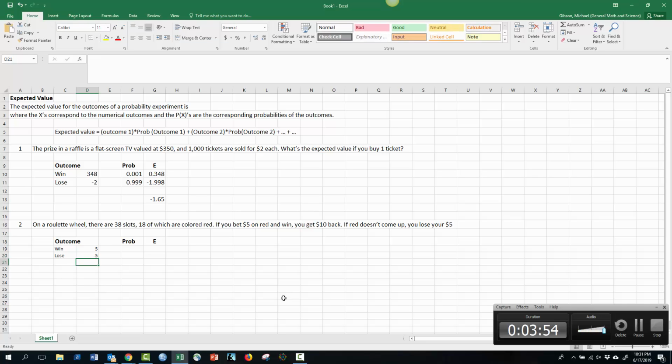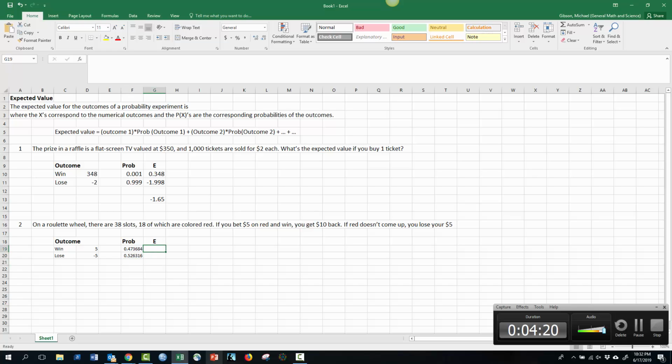You lost your $5. What are your probabilities? Well, the probability of winning, right? There's equals again, there's 18 red spots divided by 38 total. And the probability of losing then, if there's 18 red out of 38, then there's going to be 20 that are not red.